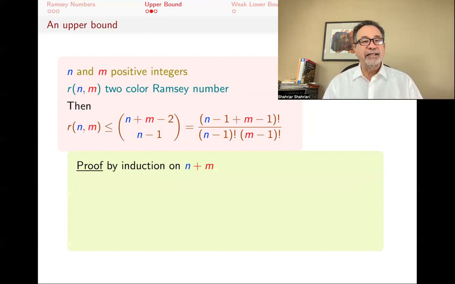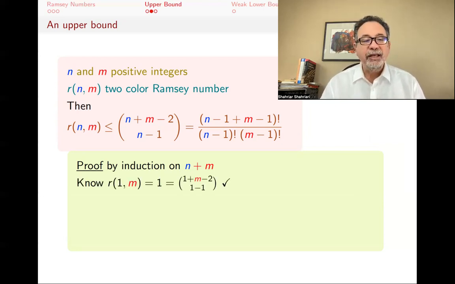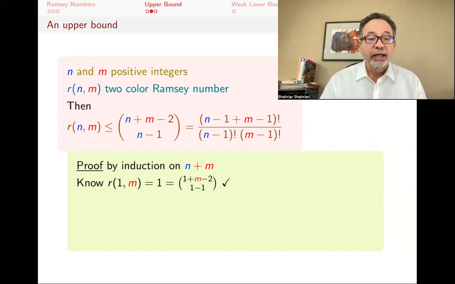The proof for it is actually not that complicated, but the technique needs a little bit of explanation if this is the first time you're seeing it. So it's induction on n plus m. It's not induction on n or m, it's an induction on n plus m. So what does that mean? Well, first of all, we know as our base case, we check R1m. So if n is 1 and you plug it in, you will see that you get m minus 1 choose 0, which is 1 for the formula that we gave, and that's correct.